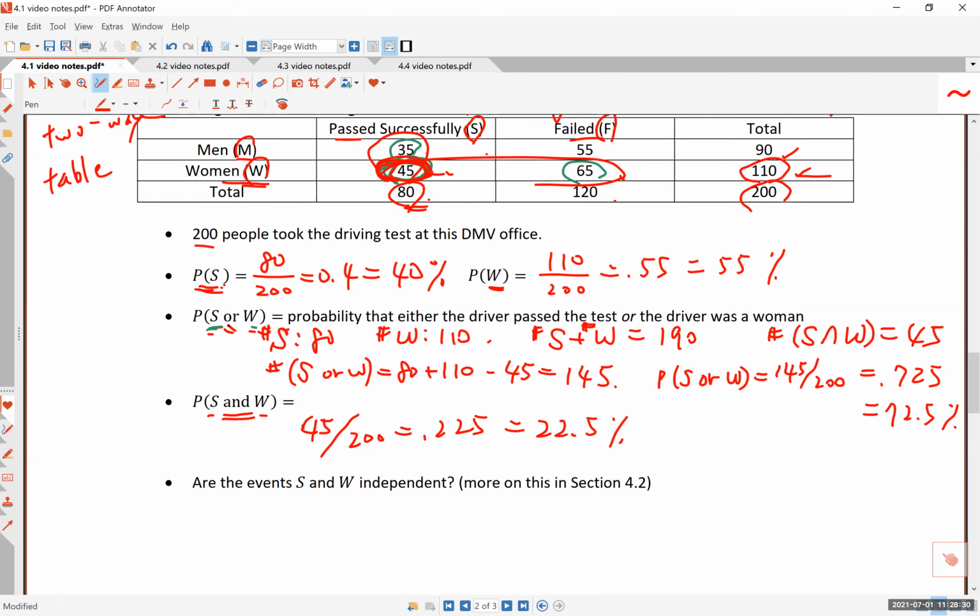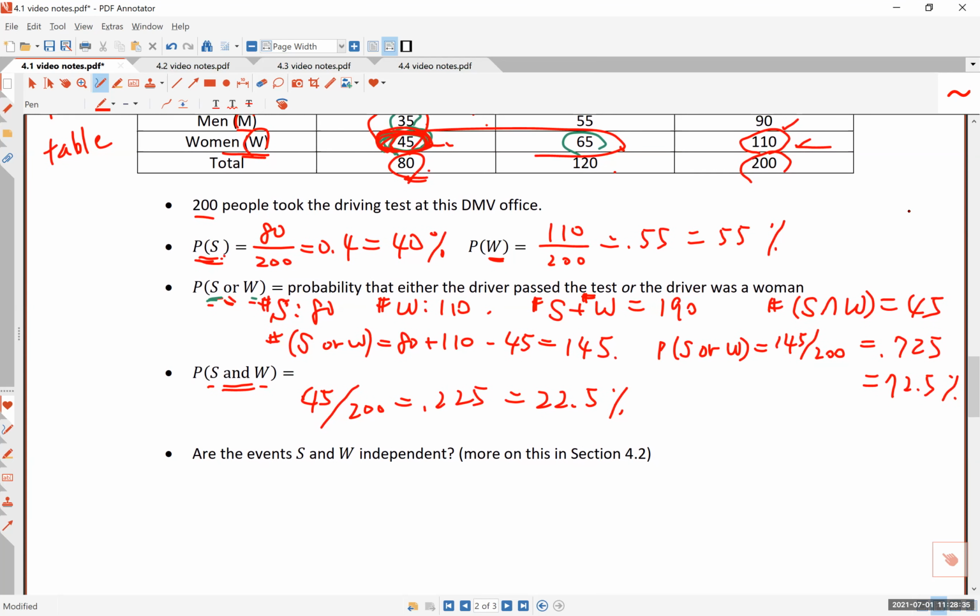But the or is the more difficult part. Okay, now are these two events, S and W, independent? So S is the event that the driver passed the test. W is the event that the driver was a woman. Okay, are they independent? Well, look, if you know what the probability of S was, that's 0.4, right? What was the probability of W? Do we have the probability of W? Yeah, we do have it. Probability of W is 0.55. These are the numbers we calculated here.